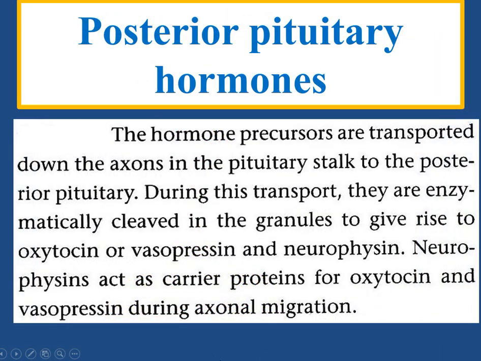The hormone precursors are transported down the axons in the pituitary stalk to the posterior pituitary. During this transport, they are enzymatically cleaved in the granules to give rise to oxytocin or vasopressin and neurophysin. Neurophysins act as carrier proteins for oxytocin and vasopressin during axonal migration.